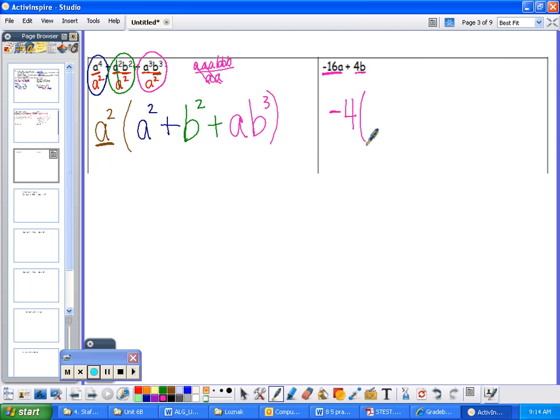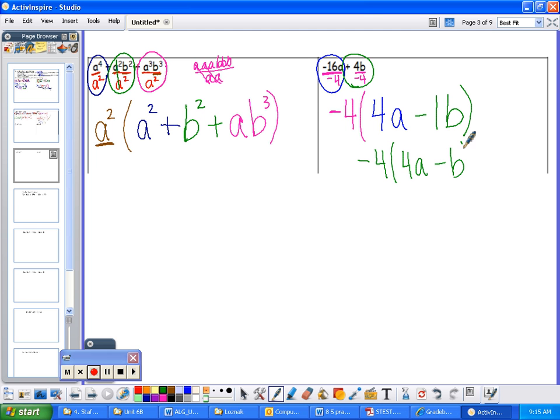And I'm going to put a parentheses. I'm going to divide this by negative 4, and I'm going to divide this one by negative 4. So in the first section, negative 16a divided by negative 4, a negative divided by a negative leaves you positive 4a. For positive 4b, always use the sign in front, divided by a negative 4 leaves you a negative 1b. Do you need to write the negative 1? No, you could just write negative 4, parentheses, 4a minus b.